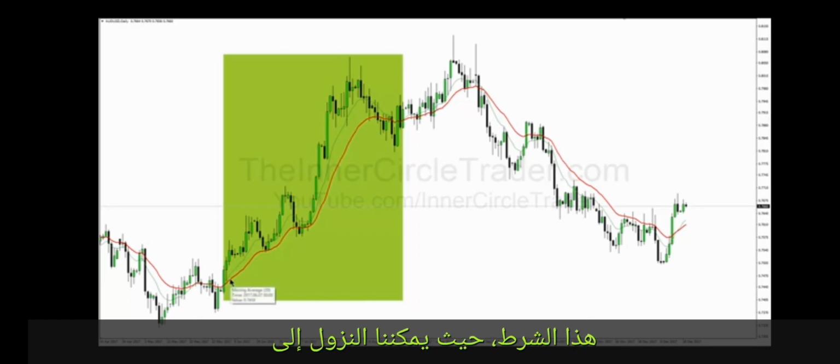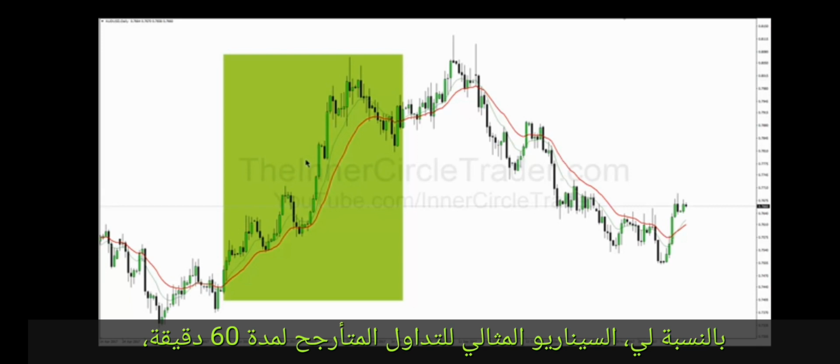But when we have this condition, we can drop down into an hourly chart. Now, why an hourly chart? The hourly chart to me is a real good swing trading time frame. You'll be able to see everything that's important from a weekly or daily basis, but to me, 60-minute is the ideal scenario when we're swing trading.